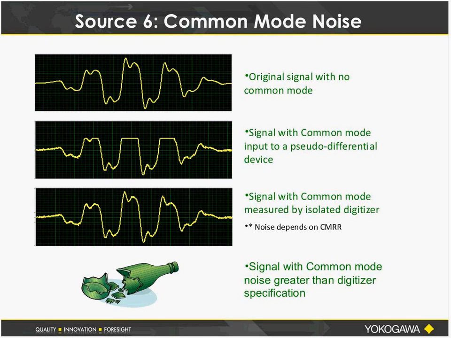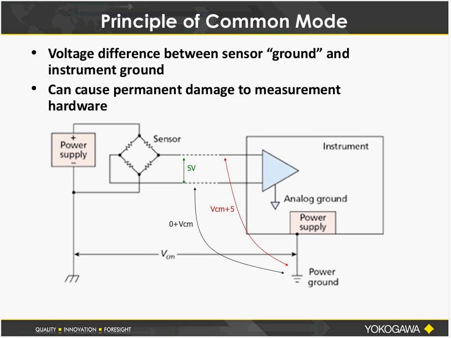Now, I should spend some time and explain what the principle of common mode noise is and why and how it happens. Here's a diagram that shows an instrument on the right-hand side and a sensor on the left-hand side. The principle of common mode is very simple. It basically exists when there's a voltage difference between your sensor ground and your instrument ground.